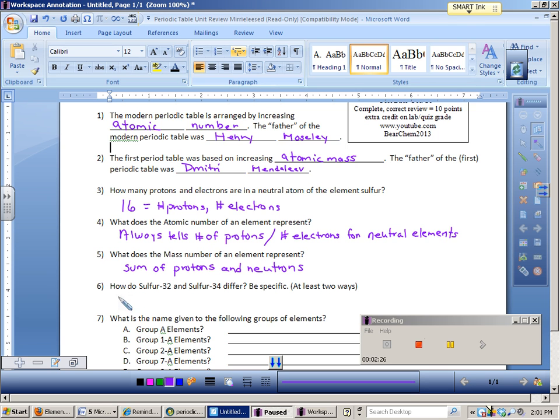All right, number 6 is asking us about some isotopes. How do sulfur 32 and sulfur 34 differ? Be specific in at least 2 ways. Well, the obvious way is this one has a mass number of 32 and this has a mass number of 34. So they differ in mass number. Well, what causes the difference in mass number? Well, that would be they differ also in number of neutrons. Okay?